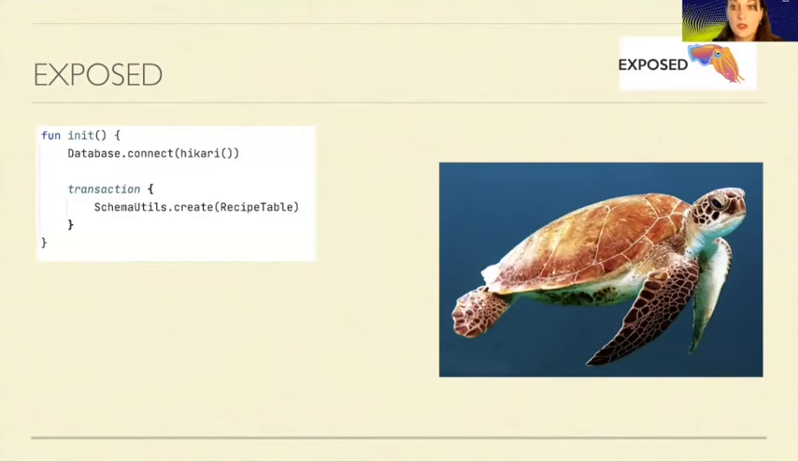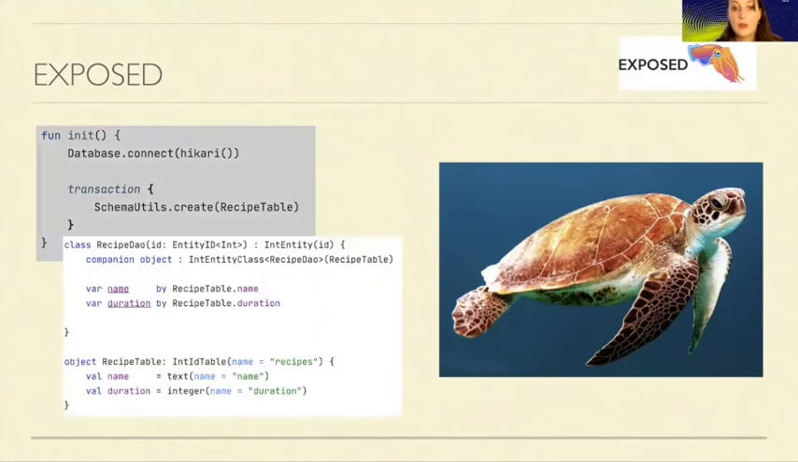Exposed will look like this. This is a piece of code of a Ktor application again, but I can configure it using code. So it's pretty expressive, where I can just say connect to my database using Hikari, and in a transaction, I want to create a recipe table. So I can also do my database mutations in my application configuration.